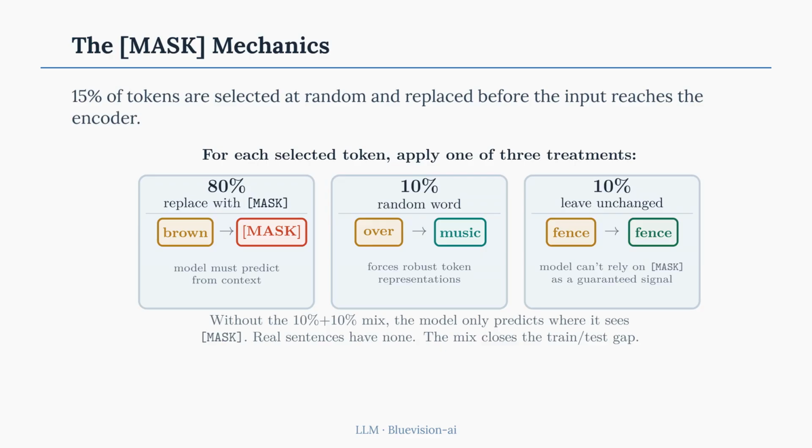Devlin's team fixed it with the 80-10-10 rule, the 3 panels here. 80% of the selected tokens get replaced with mask. That's the core pre-training signal. 10% get replaced with a random word. "Over" becomes "music," which forces the model to build robust representations for every token, rather than only the marked ones. And 10% are left exactly as they were, so the model can never treat mask as a guaranteed signal that a prediction is wanted here. In plain words, the mix is what makes pre-training and deployment look the same to the model.